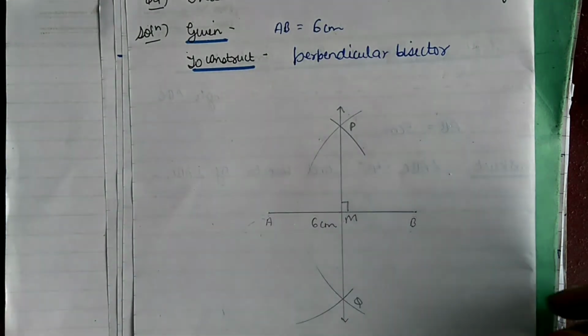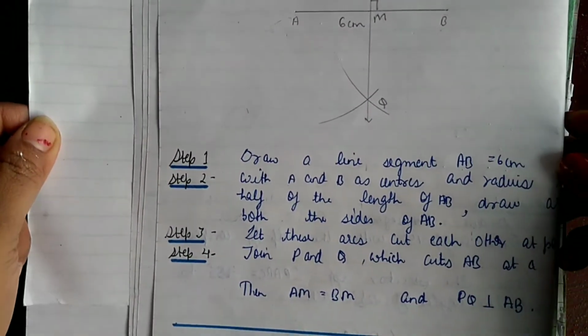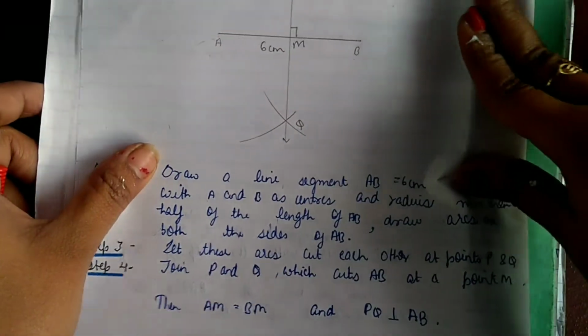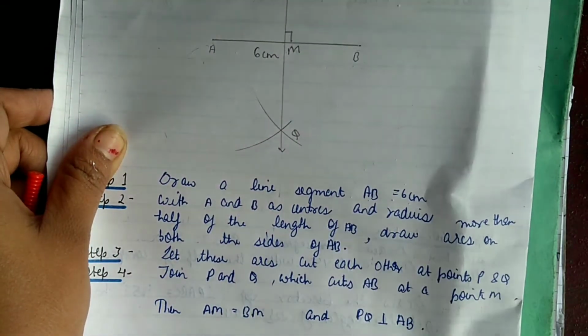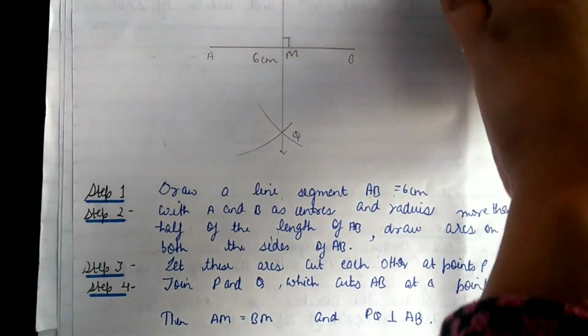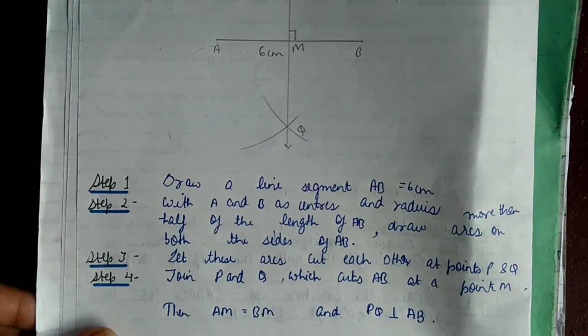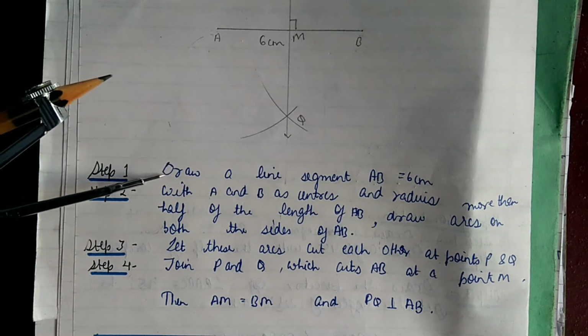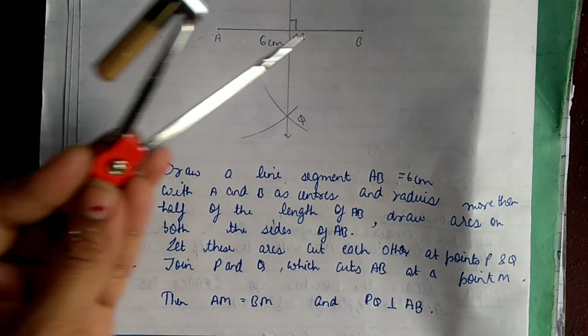Now steps of construction. I am reading these steps of construction. You have to write this in your geometry copy. Steps of construction on the Hindi line side, and diagram on the white page. With the help of ruler, compass, you will draw the given construction. First you have to draw line segment AB equal to 6 centimeter drawn.